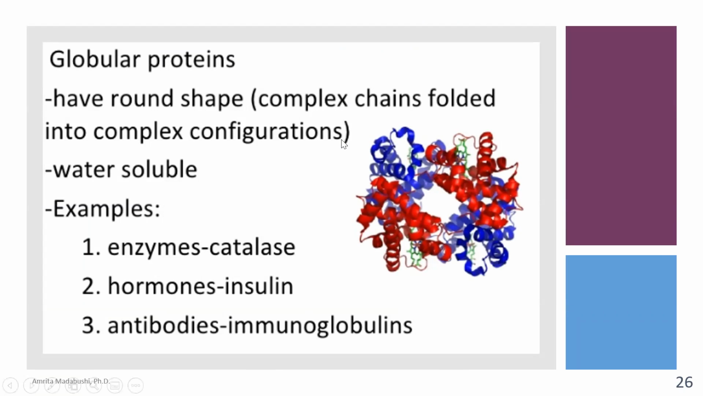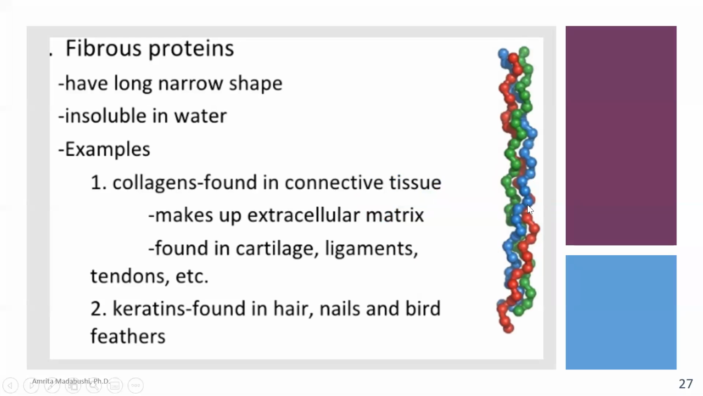So let's take a look at what is globular and what is fibrous. Globular, as the name says, is like a globe, so round shapes. Some examples are here: hormones such as insulin, the enzyme catalase, and antibodies, that is immunoglobulins. So these are the globular ones. And then there are fibrous ones. Fibrous means fibers, long chains, long narrow shapes, not soluble in water. You can imagine things that are fibrous. There is collagen, found in different tissues. There is keratin, found in hair, nails, and bird feathers. So all of this is fibrous.